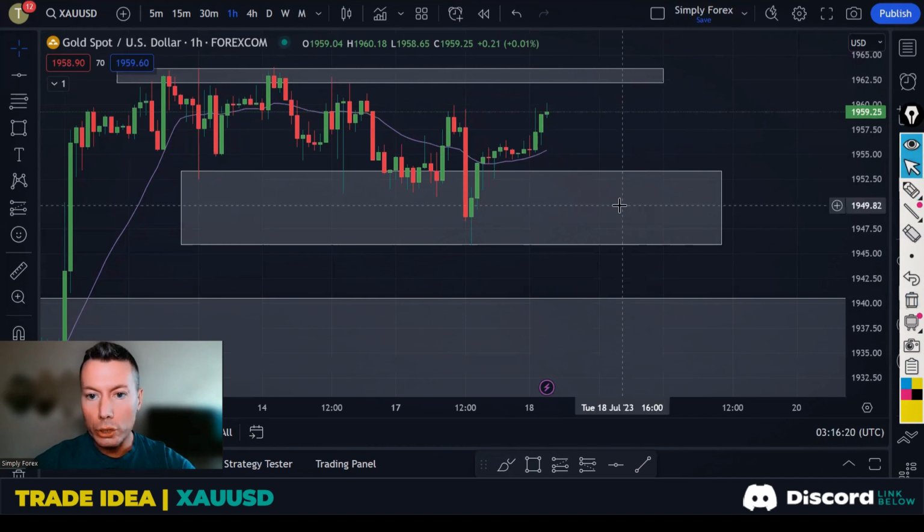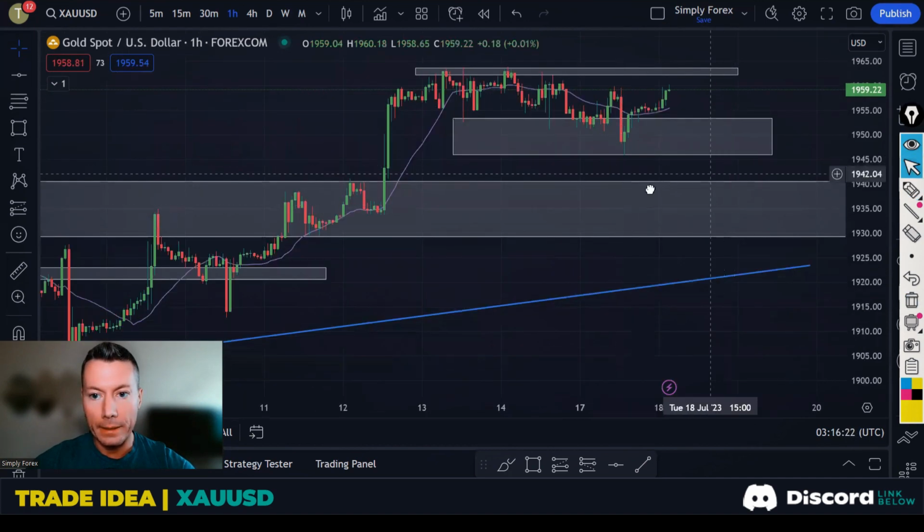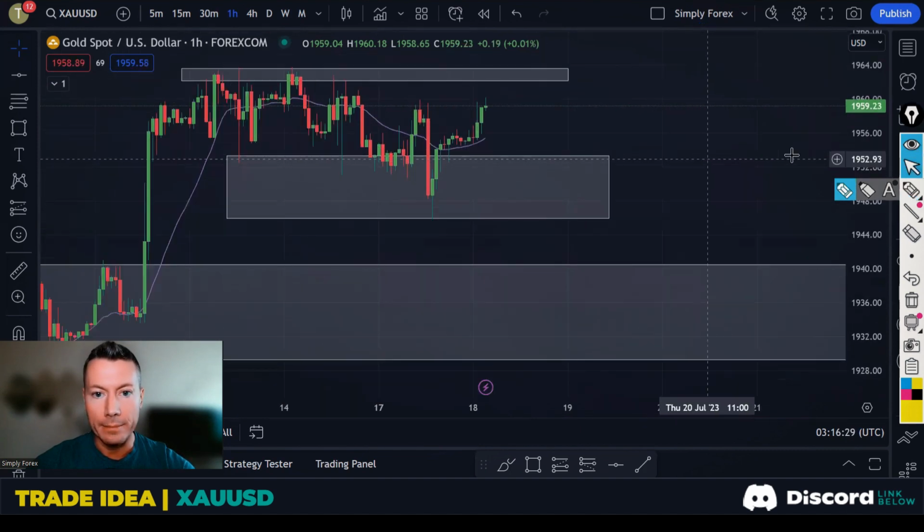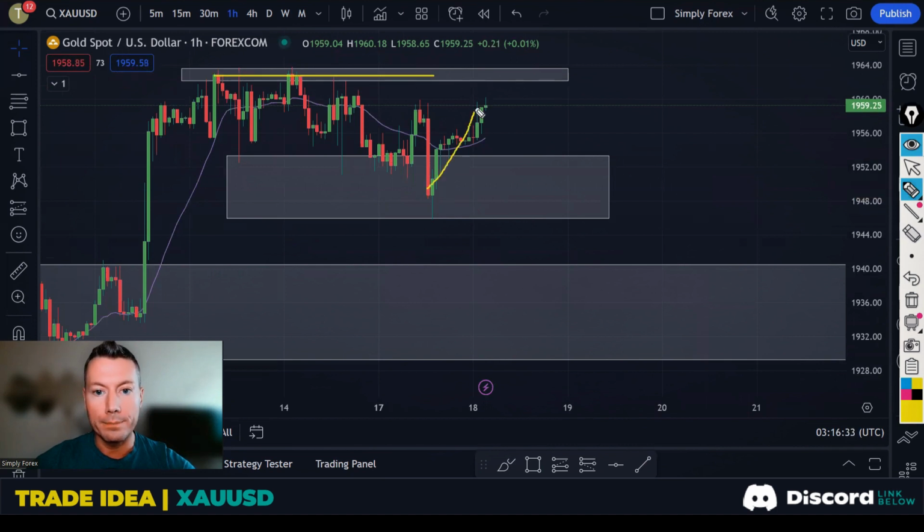Or alternatively, guys, we could get a break of these highs. I don't know why I zoomed out because we can barely see it. But we can get a break of these highs, guys. Maybe price doesn't retrace, just works its way up, and then we get a break of this level. We could also then start buying this pair. Put your stop below the last swing low, and start buying this pair.